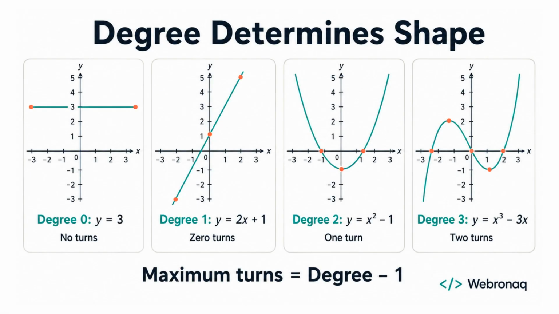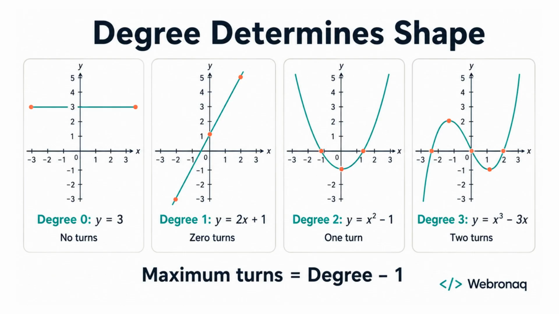Now let's connect degree to visual behavior. A degree 0 polynomial like y equals 3 is just a flat horizontal line. A turn is impossible, with no variable at all. A degree 1 polynomial like y equals 2x plus 1 is a straight diagonal line, still no turns.